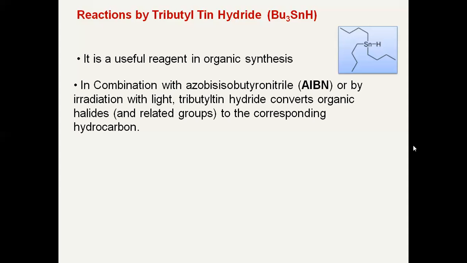So it is a reducing agent in combination with AIBN, azobisisobutyronitrile, a reagent initiator, or in presence of light, this tributyltin hydride converts the organic halides, the alkyl halides, into the corresponding hydrocarbon. It's one of the primitive reactions. But later on, many reactions have been discovered which involve tributyltin hydride. So, what is the mechanism actually followed by tributyltin hydride? What is the mechanism?